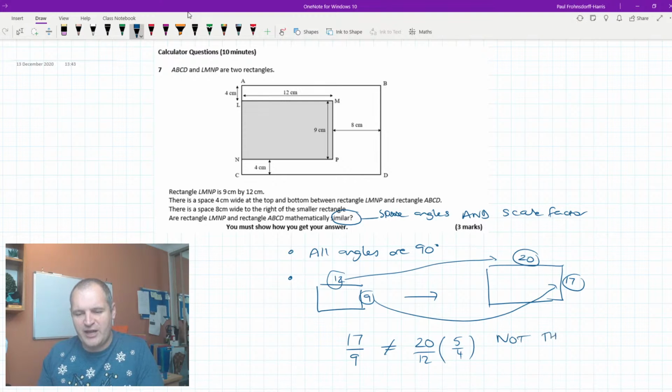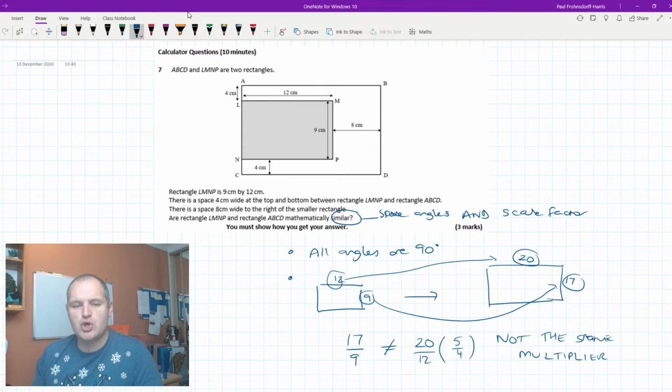Not the same multiplier. We know that they're not the same because those fractions should be the same. Any other time, it would be that number divided by that number is the same as that number divided by that number, because we have to times every side by the same number. But it's not the case here, so it's not similar. To say whether something is similar, you've got to say, is the scale factor the same? Here, it isn't. So we have to say not the same multiplier. Therefore, always finish it up, not similar.